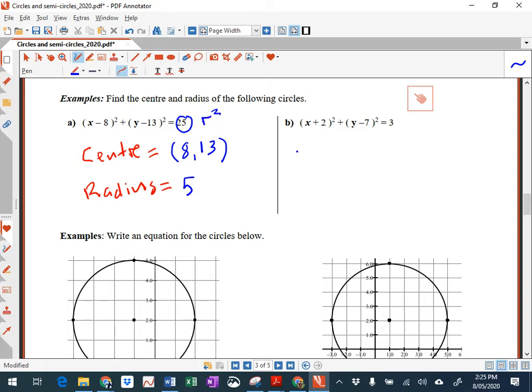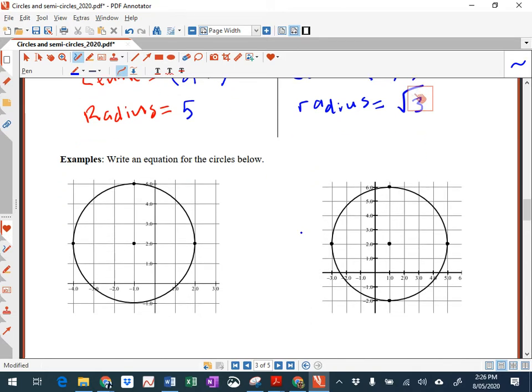Over here, we're going to have the centre equal to -2, 7. All right, the radius is equal to root 3. Because remember that there is equal to r squared, so that means r must be root 3. All right, what about these down here?